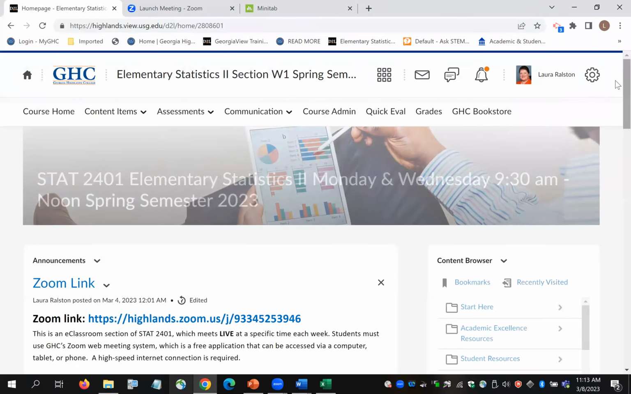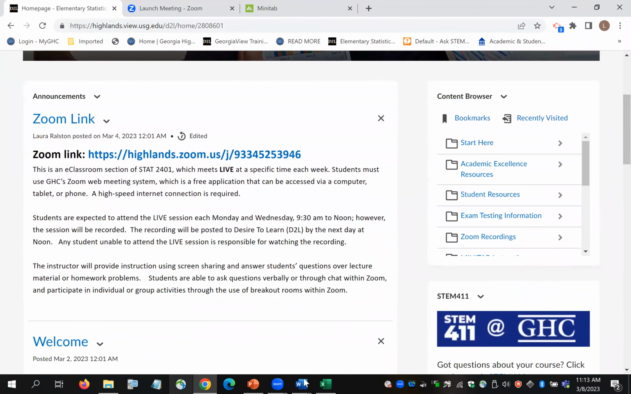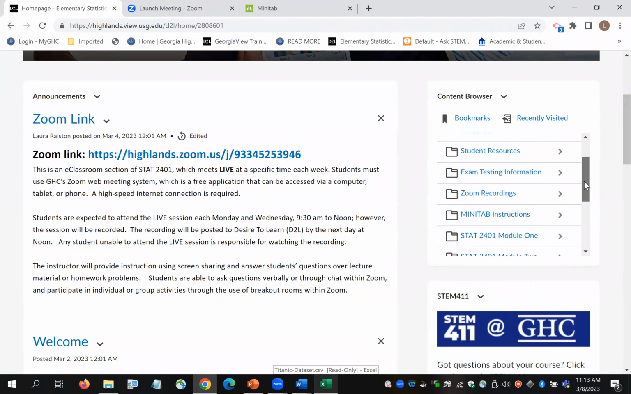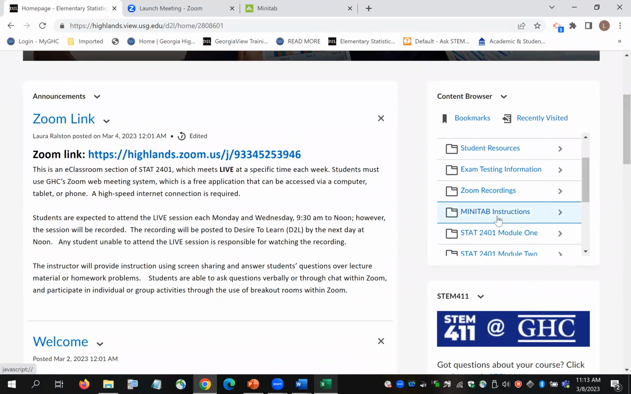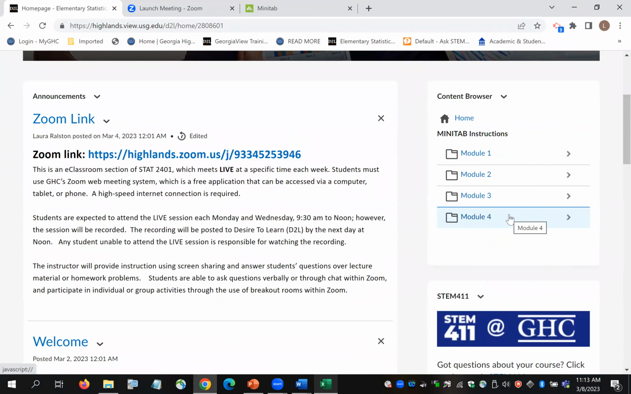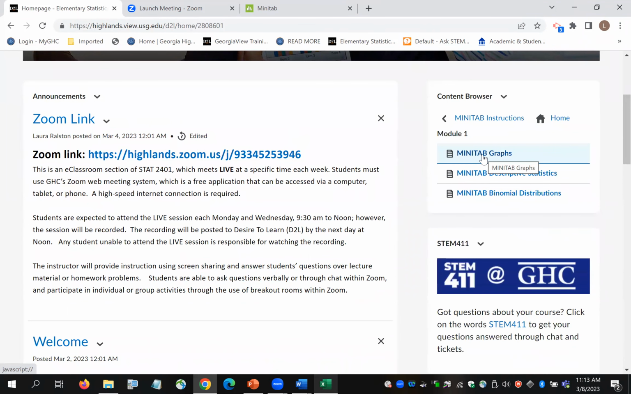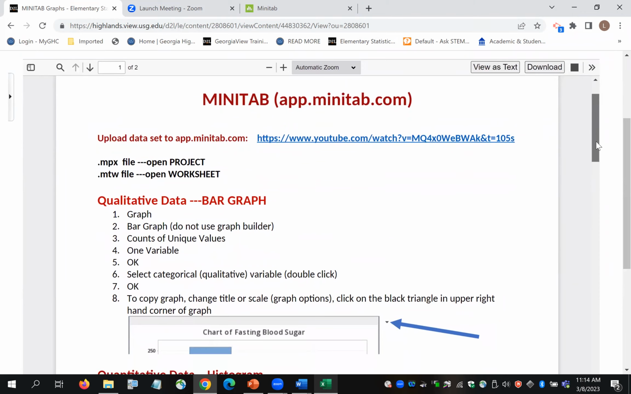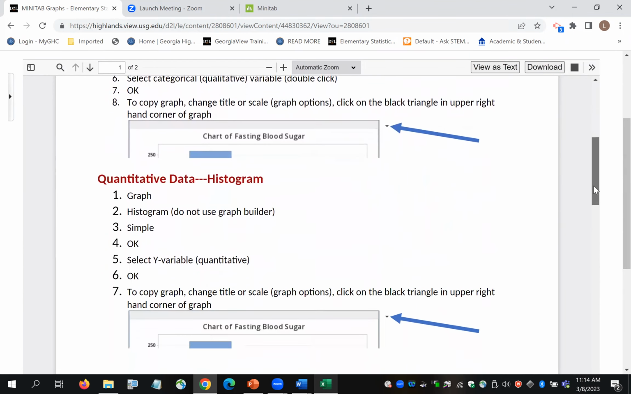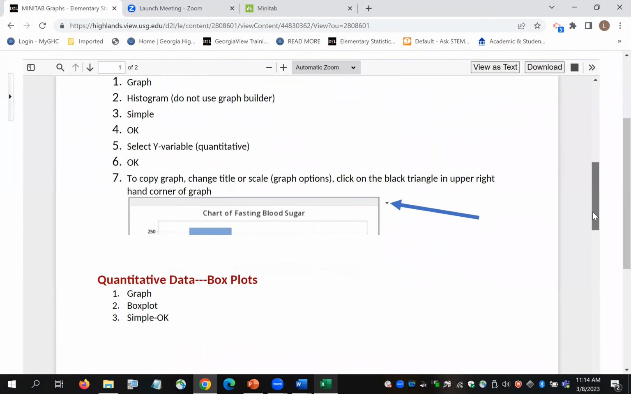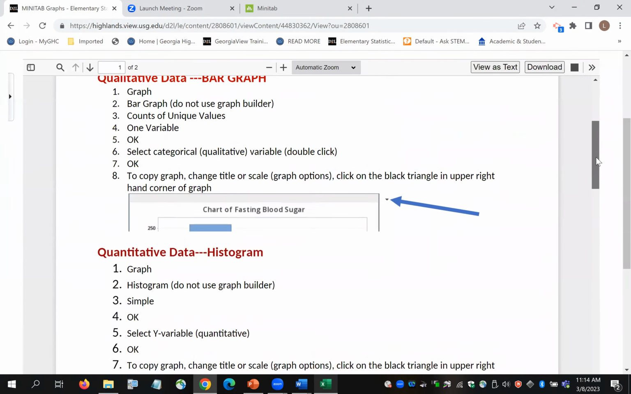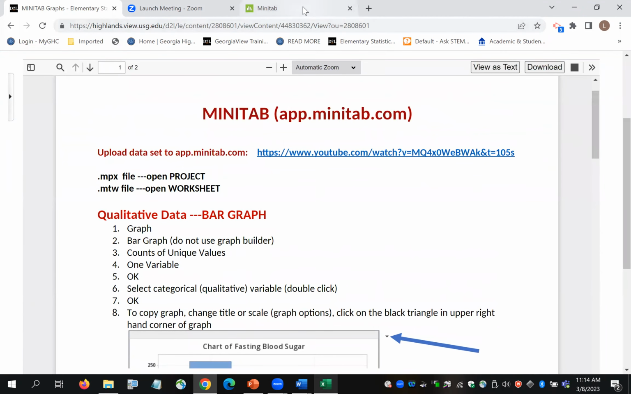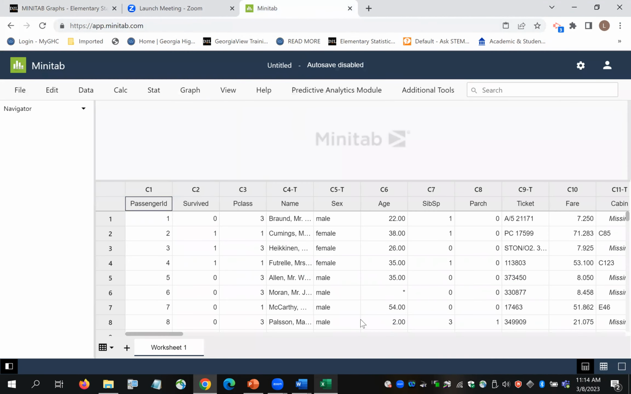For anything we do in Minitab, if you are on the course homepage in D2L, if you scroll under the content, there is a folder, Minitab Instructions. Under Module 1, I have the instructions for the Minitab graphs. I have the qualitative data bar graph. Then I have quantitative data for the histogram. So the information is available in D2L. I'm just going to walk you through it as slowly as possible so you can see the clicks.